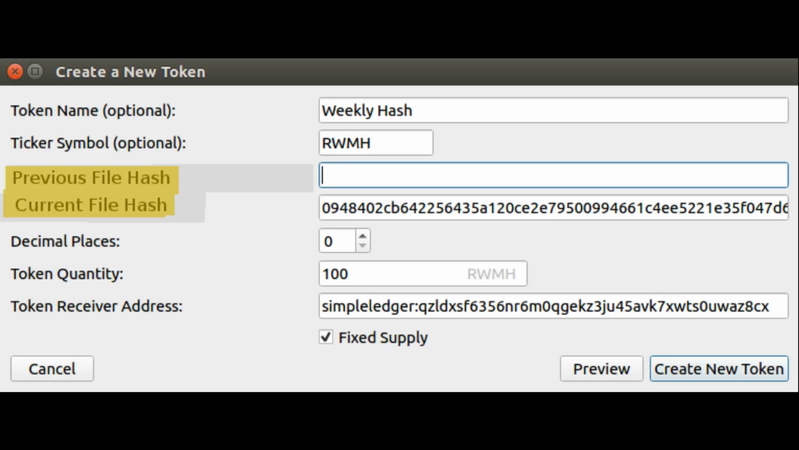Okay, so for your Genesis tweet, if you look at this right here, if you get into the Electron Cash function for creating tokens, the token name and ticker symbol don't really matter that much. I just put here the weekly hash, and the reason I called it the weekly hash is it's just the hash for my weekly tweets. The ticker symbol I have is RWMH. The R stands for Rothbard's, W stands for weekly, and then memo hash, so Rothbard's weekly memo hash is what RWMH stands for. Again, this is just random, my putting this in here.